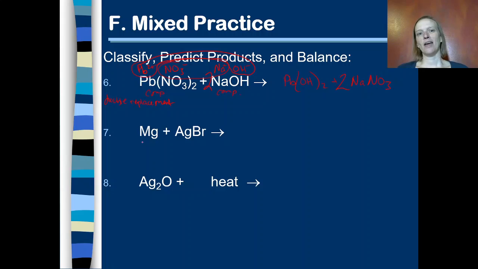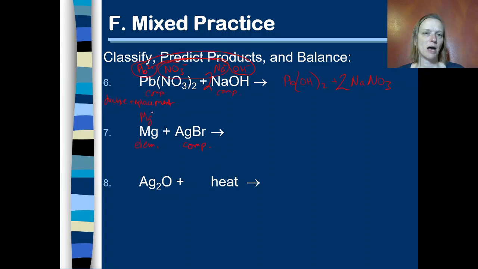So here we have an element plus a compound. Element plus compound could be single replacement, but is it combustion? No, it's definitely not combustion because I don't have oxygen here. So this is going to be single replacement reaction.